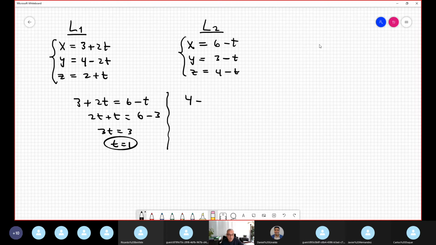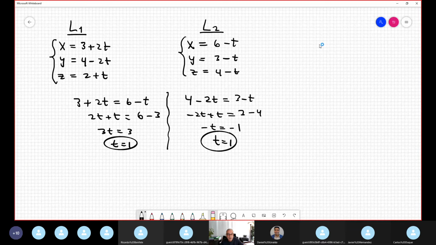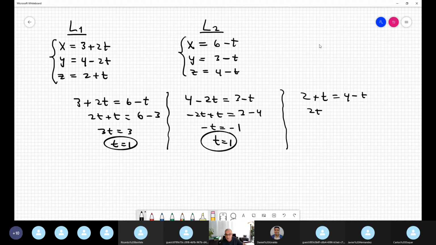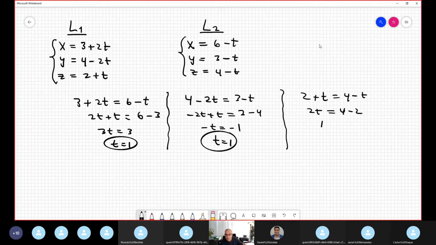For the y part, 4 minus t equals 3 minus t, no? So for t again, it is minus 2t plus t is equal to 3 minus 4. This is minus t equals minus 1. t equals 1. Wow, it's a coincidence. Good, it's the same value. And for the z value, 2 plus t equals 4 minus t. So 2t, because I move this to the left, and 4 minus 2 is 2, t equals 1 again. Wow. Okay, if one of them were not 1, there would be no intersection.